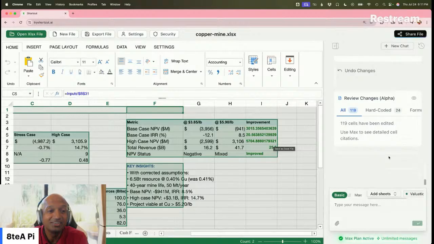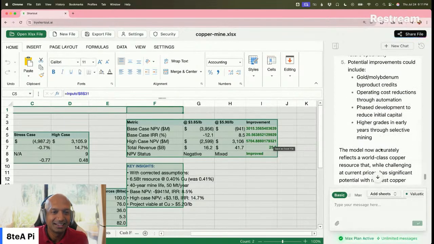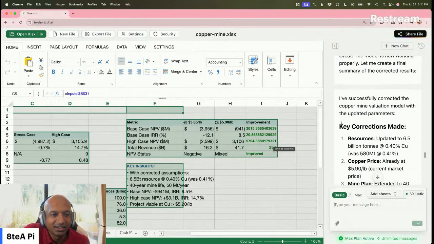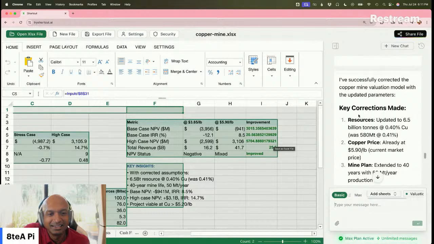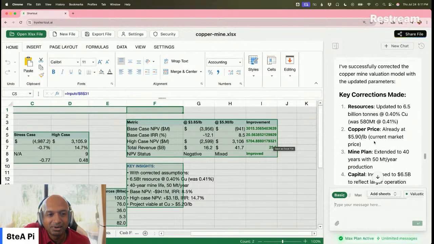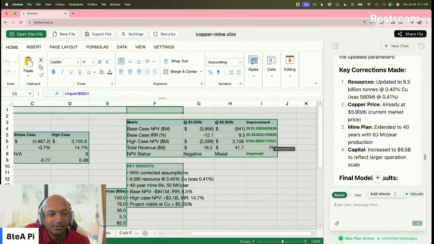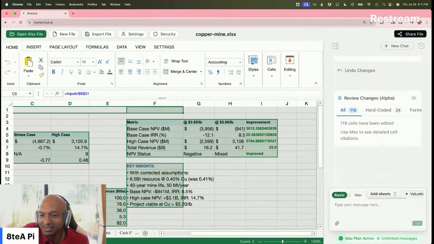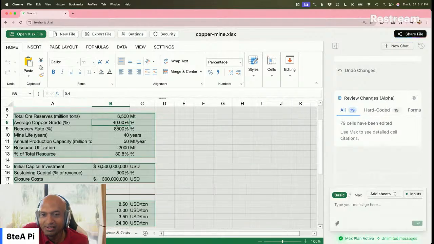All right, 119 cells have been edited. Use Max to see detailed cell calculations. All right, what did it do? Every time it finishes a bunch of calculations, it tells you what corrections it made. The resources updated to 6.5 million tons. Copper price already 590 per pound. Mine extended. So I really just dislike this 40% here.